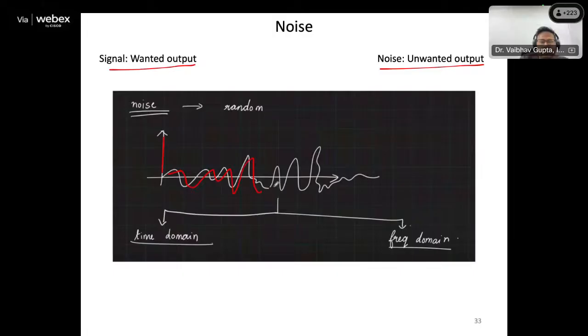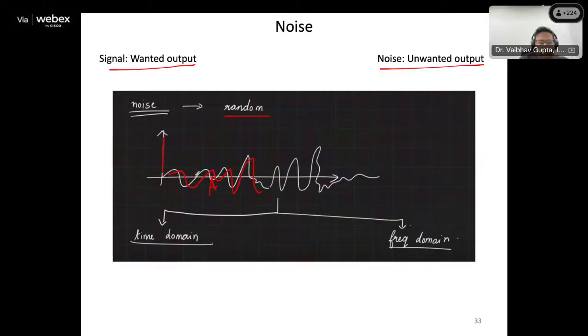Now we usually say that noise is random in nature, but it all depends on the time scale. So this is the time axis. If you talk about a smaller time scale, definitely noise is random. But if you talk about a bigger time scale, noise is not random, it shows some characteristic.